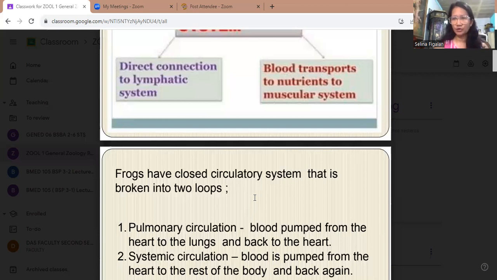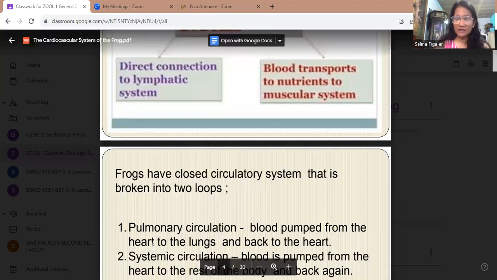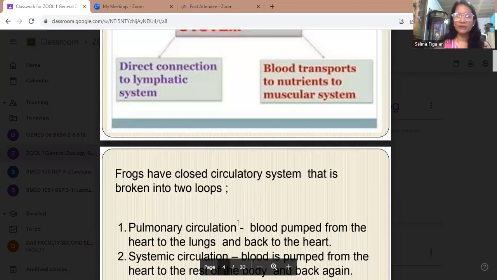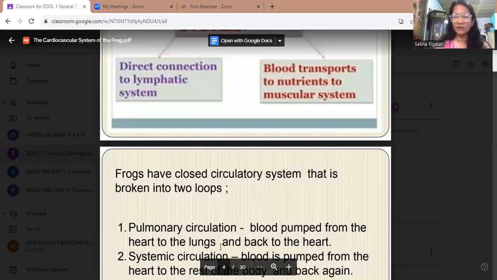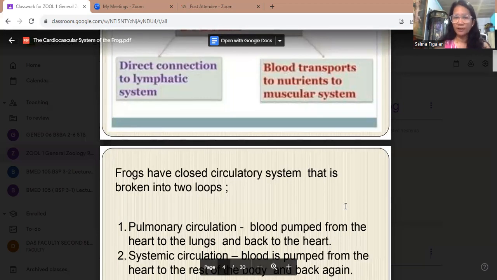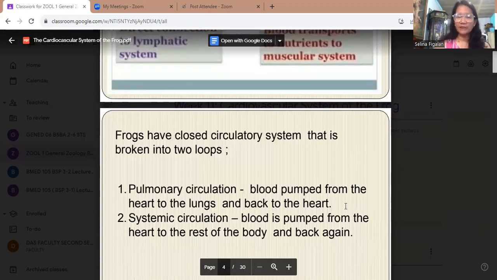So from the veins, okay, later makikita nyo si superior vena cava and then the inferior vena cava, which are both veins of the frog. Okay, blood pump from the heart to the lungs and back to the heart. Why? Kasi from the heart, pag deoxygenated, which means without the presence of oxygen, it goes into the lungs to pick up oxygen. Pulmonary circulation yan. Okay? Babalik siya sa heart para to prepare the body for the distribution of this oxygenated blood.